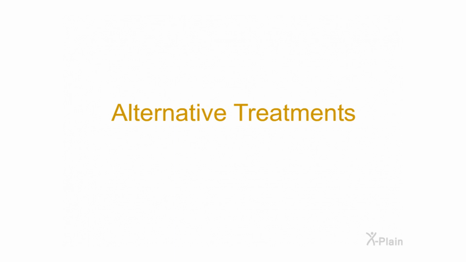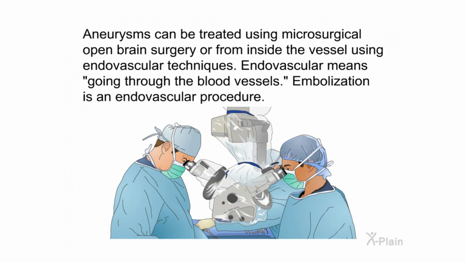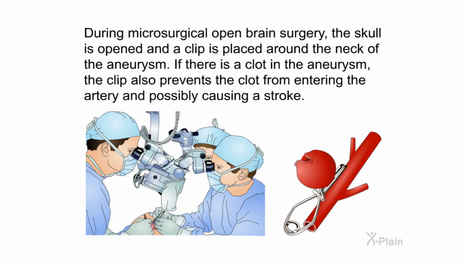Alternative treatments. Aneurysms can be treated using microsurgical open brain surgery or from inside the vessel using endovascular techniques. Endovascular means going through the blood vessels. Embolization is an endovascular procedure. During microsurgical open brain surgery, the skull is opened and a clip is placed around the neck of the aneurysm. If there is a clot in the aneurysm, the clip also prevents the clot from entering the artery and possibly causing a stroke.